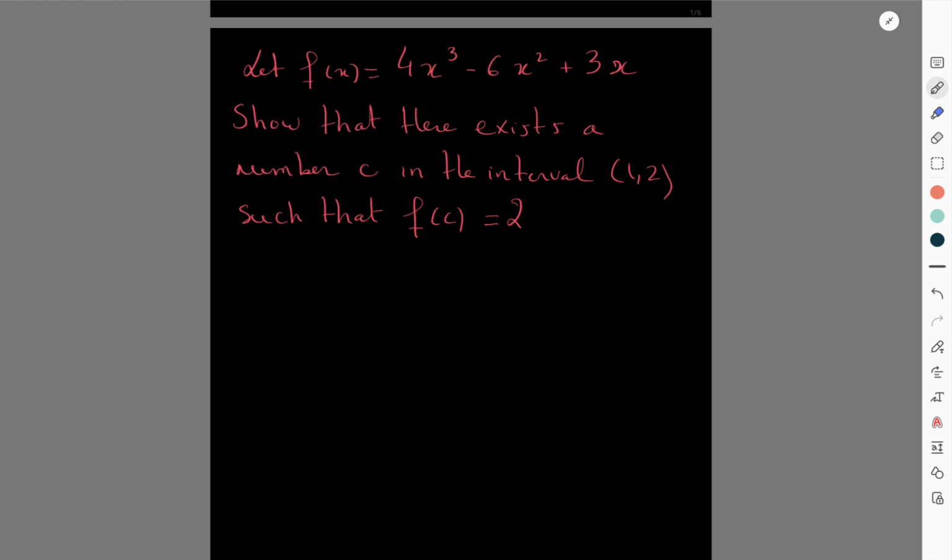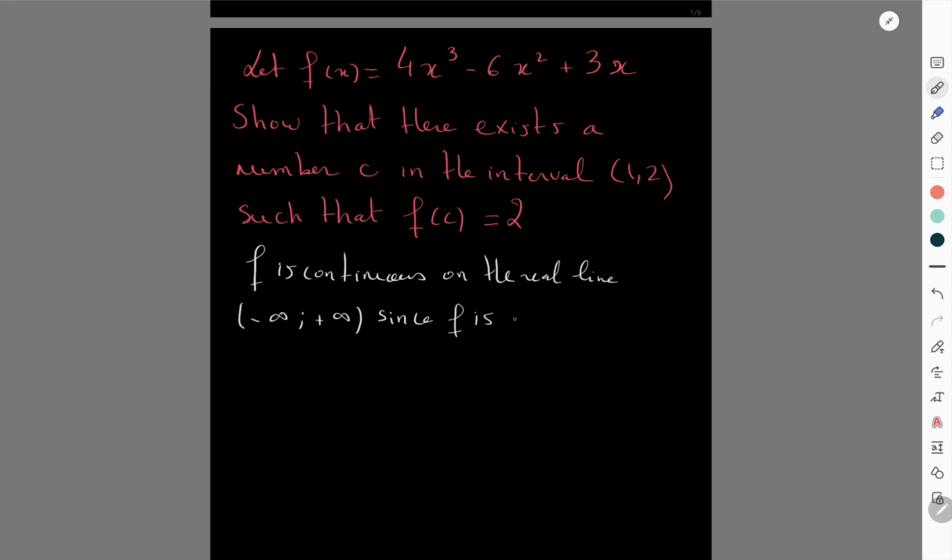So in order to check that, I first need to check that f is continuous on the closed interval [1, 2]. Here I have open. So f is continuous on the real line, which is minus infinity to infinity, since f is a polynomial. This is the first thing to check, if my function is continuous. It's a polynomial, and polynomials are continuous on their domain, which is the real line.